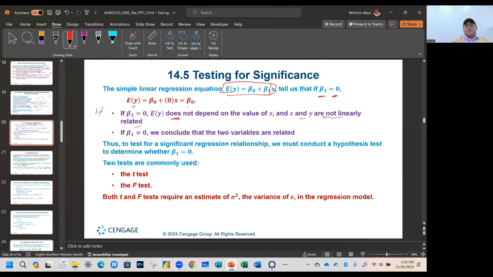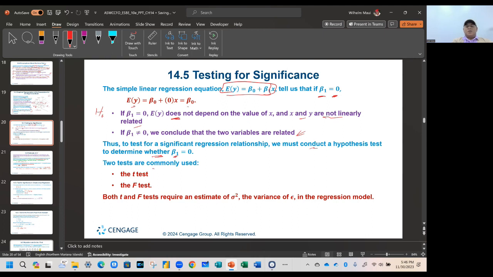And this would be your H null. If your beta 1 is not equal to 0, and you go through your testing and prove that to be the case, then we conclude that the two variables are related, and then you check the sign of the coefficient. If it's negative, the two are inversely related, and if it's positive, then they are positively related. Thus, we test for the significance of the regression. We must conduct a hypothesis test to determine whether that beta 1 is equal to 0, no?